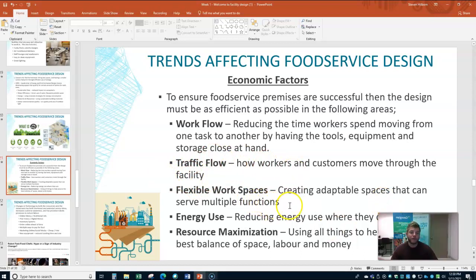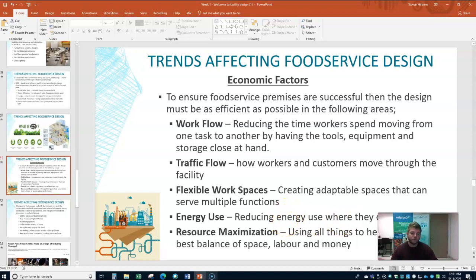Flexible workspaces, so creating adaptable spaces that can serve multiple functions. Prep areas being one of them. You prep different things throughout the day and night. Different people work in there. You could have a 4'8" worker and a 6'6" worker. So how do you work between those two heights?